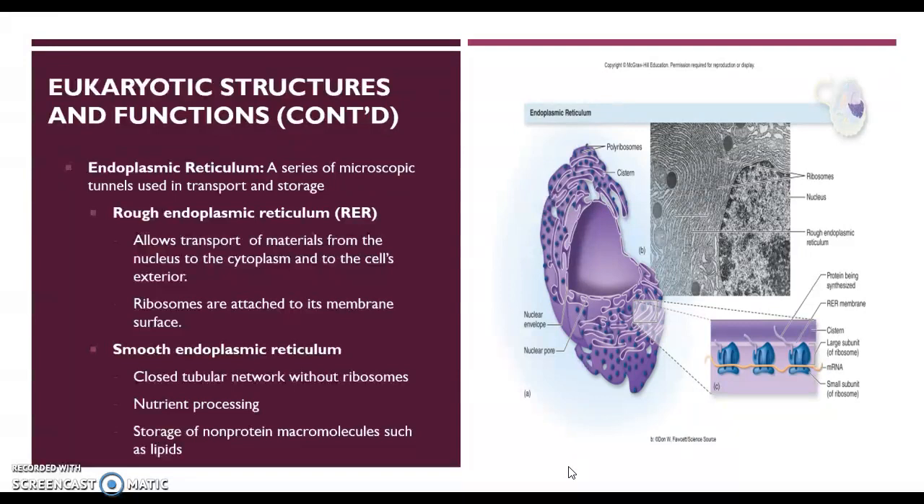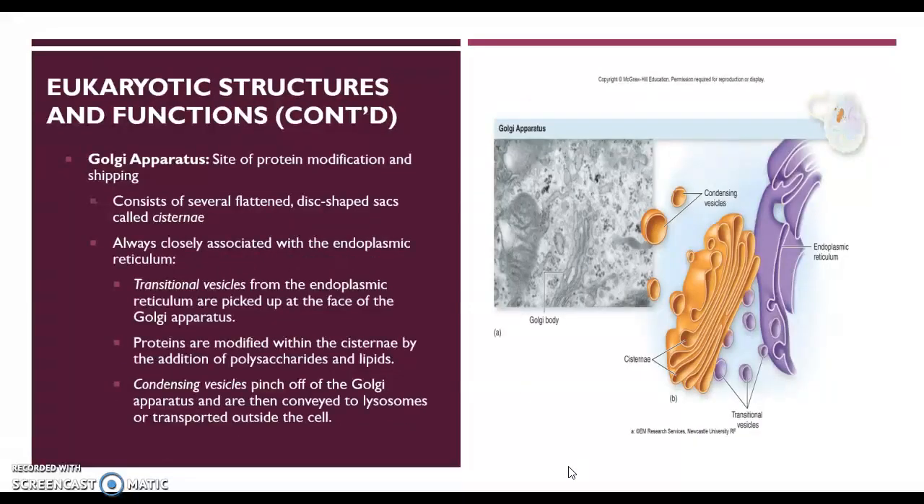The other form of endoplasmic reticulum is called the smooth ER. And it is smooth because it does not have ribosomes attached, and it is primarily a location for storage of lipids. It is not involved in protein synthesis or storage because those ribosomes are missing.